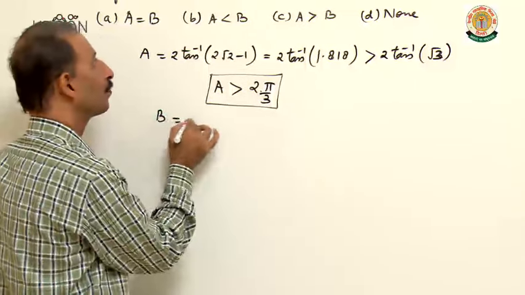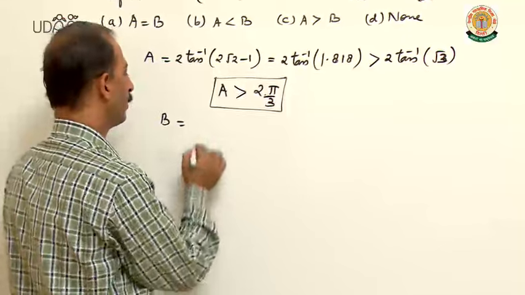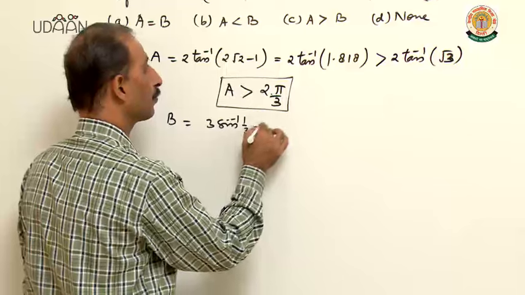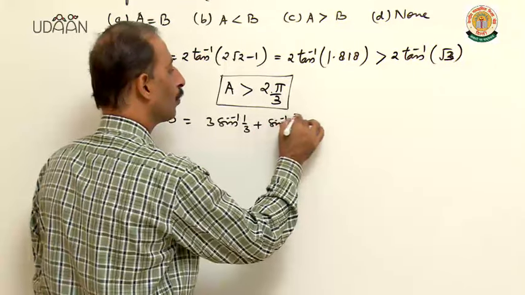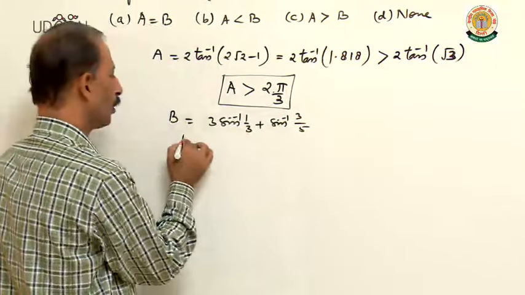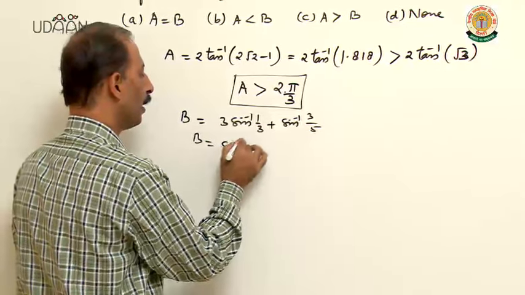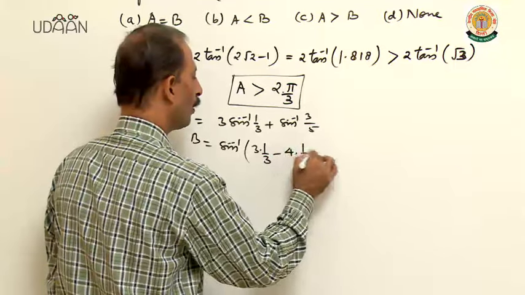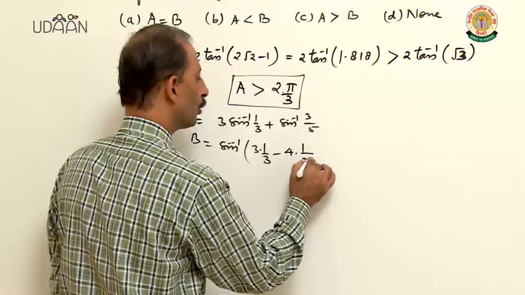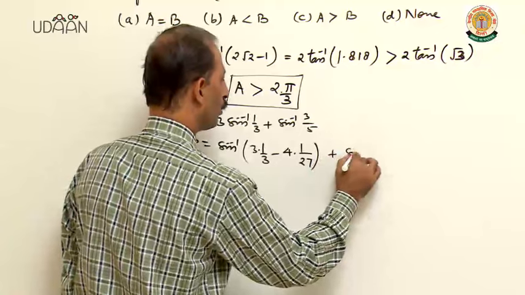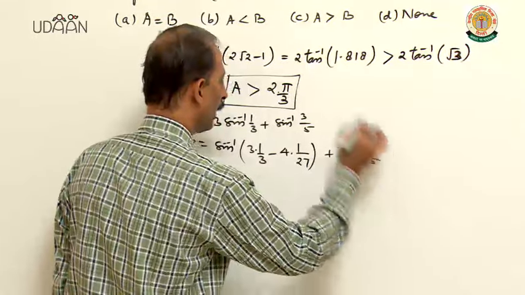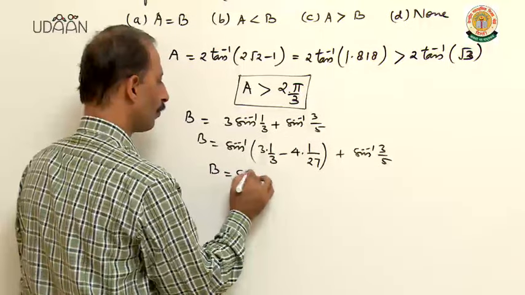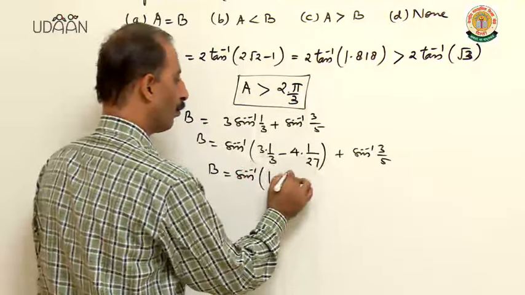B they have given is 3 times sin inverse 1 by 3. Do you remember the formula of 3 sin inverse x? So we have to use that identity. So it becomes sin inverse 3x minus 4x cube. X cube means 3 cube here, and this value as it is. Simplify this. How much are you getting? 1 minus 4 upon 27.